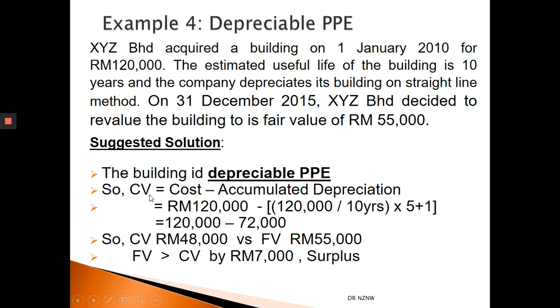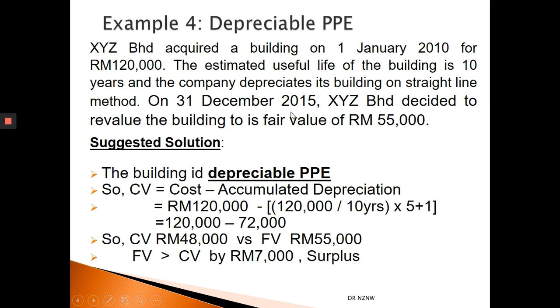Okay, this is depreciable. Value which is cost minus accumulated depreciation. Okay. We have 120 cost. The difference is if you have revaluation at the end of the year, as compared to example 3, example 3 previously, we multiply it with 5 years, which we have 2010, 2011, 2012, 13, 14, 15. And this we have 1 year for 2015. That's why for accumulated depreciation, it's a total of 6 years, can. So you have 2010, 31st December 2015. So because of that, accumulated depreciation is no longer 60,000 as for example 3, but it will be 72,000.